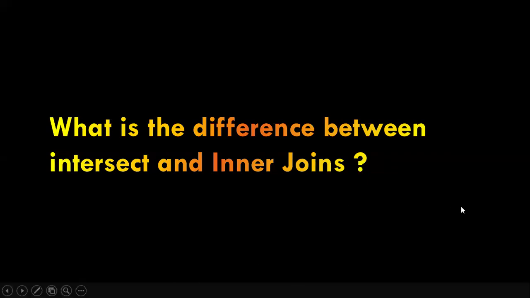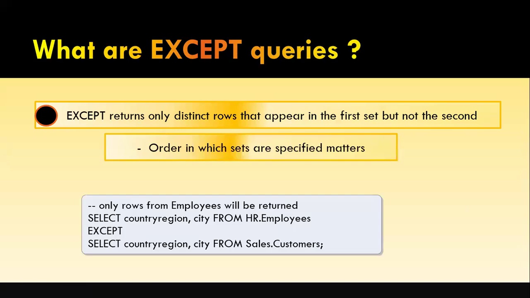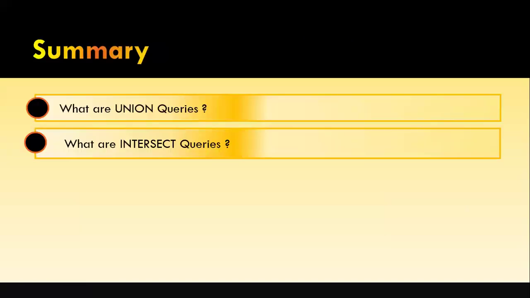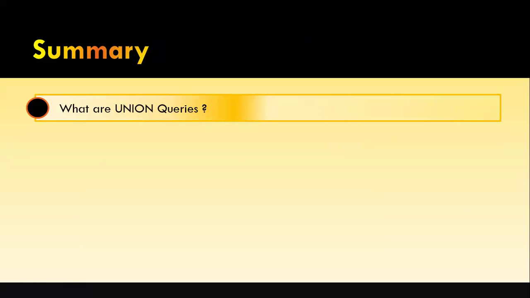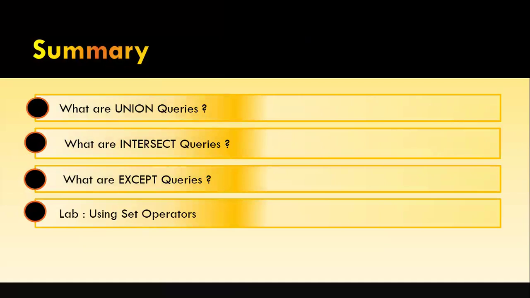In the interview, they'll ask you this question. Okay. So what are except queries? Except returns only distinct rows that appear in the first set but not the second. Okay, it is kind of like A minus B. So to summarize, we have discussed union queries, intersect queries, except queries, and union all, and we have explored all these operators with this simple demo on how to use them, right?